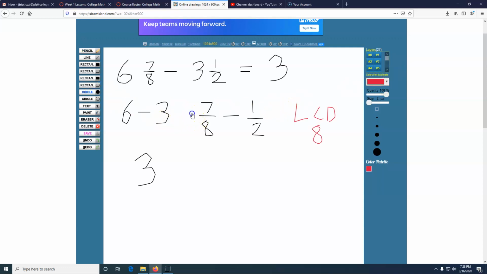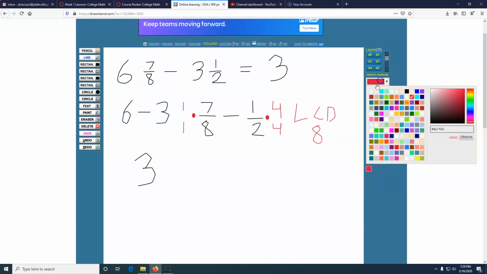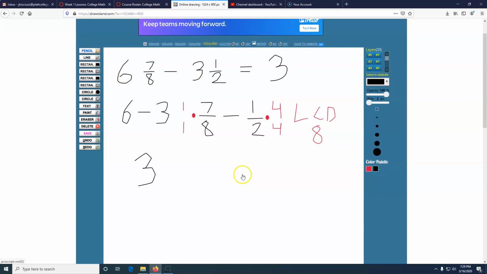So that means this one, we're going to multiply, and I know it seems dumb, but I'm still going to show it, 1 by top and bottom. And I'm going to multiply this one by 4. And that gives us a new problem here: 7/8 minus 4/8. Subtract across the top only. We get 3 over 8 for the final answer.